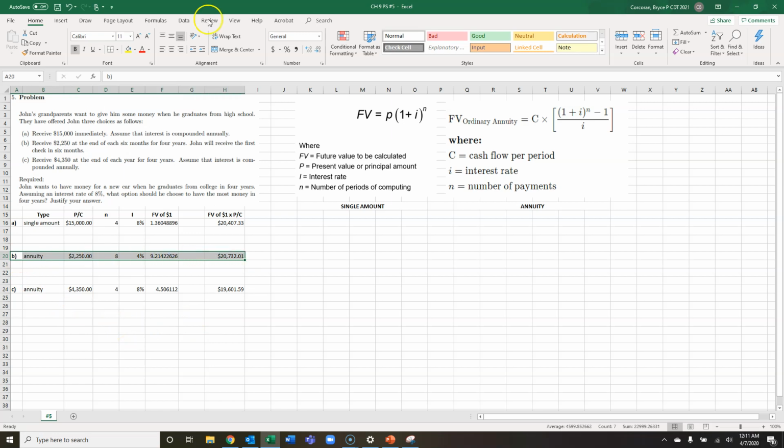So the goal of this problem is to figure out which one is the best option for John. Based off of these numbers, the best option for John will be option B. Receive $22.50 at the end of each 6 months for 4 years, receive the first check in 6 months. This will leave him with $20,732.01 in order to buy a new car when he graduates from college in 4 years.